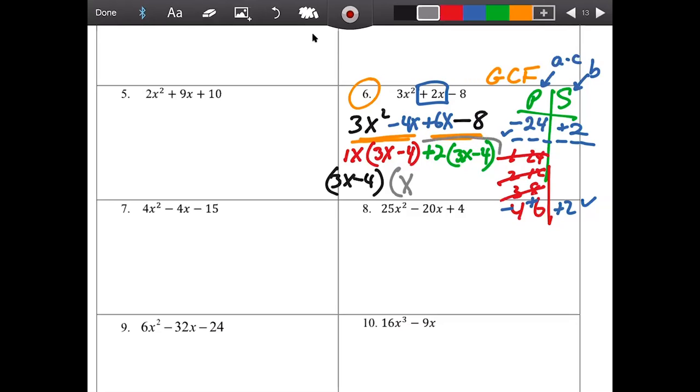And then for the second group, I'm going to also factor out my 3x minus 4, and what's left there? Plus 2. There we go. And that's it. That's my answer.